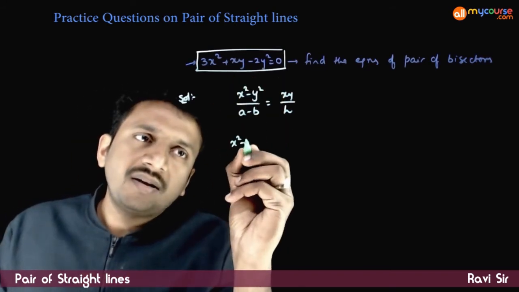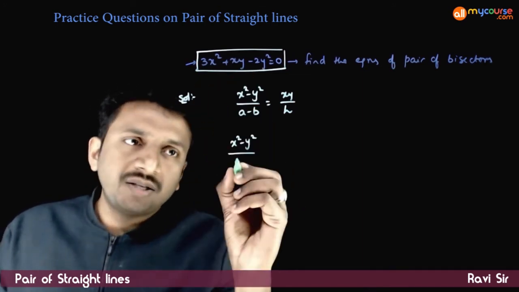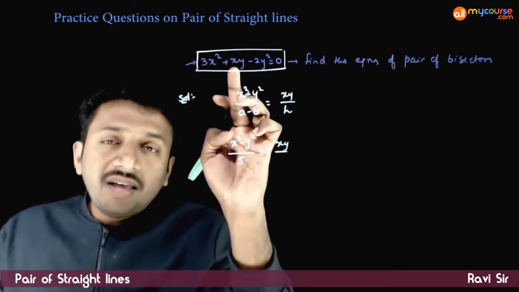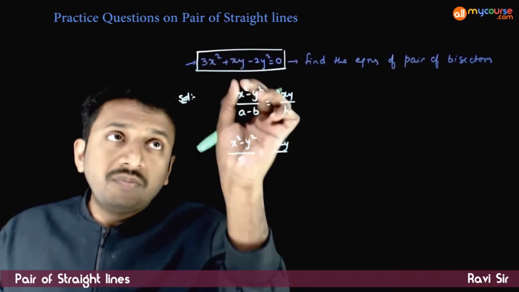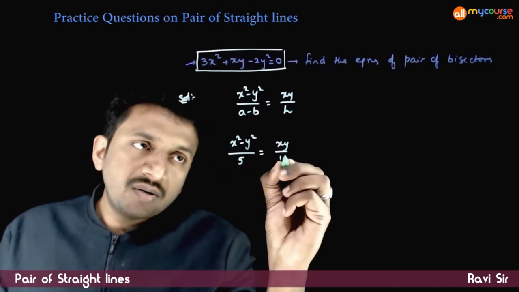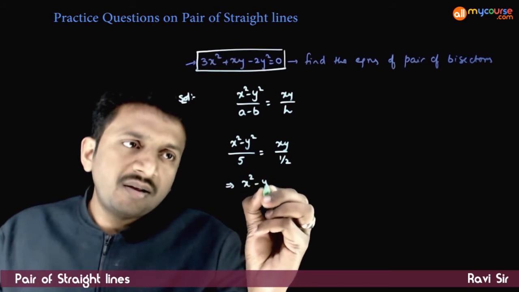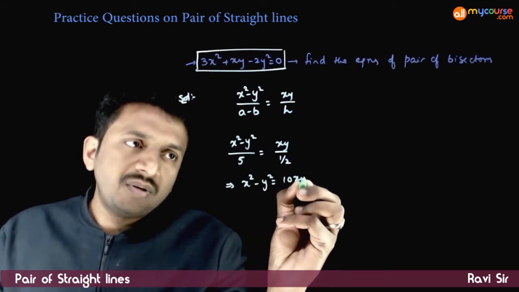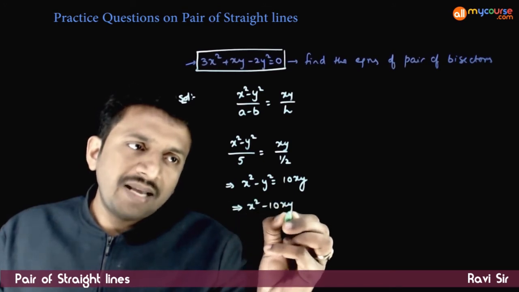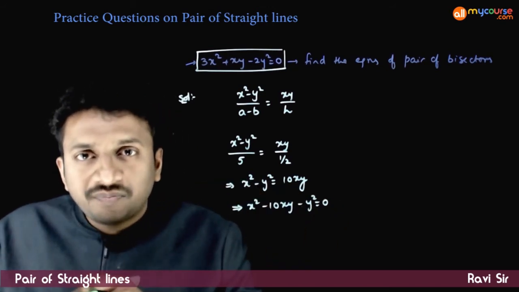So x square minus y square by a minus b is 3 minus of minus 2, which is 5, is equal to xy by h, which is 1 by 2, because 2h is the coefficient of xy. 2h is equal to 1, so h is equal to 1 by 2. This implies x square minus y square is equal to 10xy. This implies x square minus 10xy minus y square has to be equal to 0.